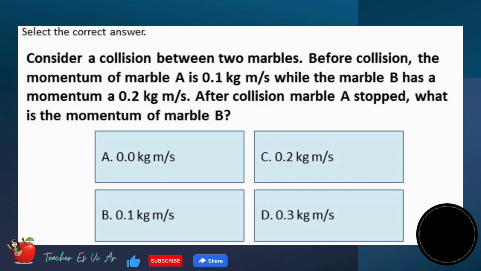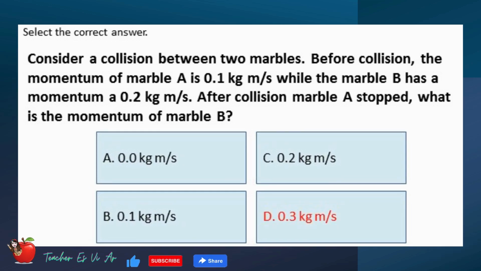A. 0 kilograms meter per seconds, B. 0.1 kilograms meter per seconds, C. 0.2 kilograms meter per seconds, D. 0.3 kilograms meter per seconds. The correct answer is D. 0.3 kilograms meter per seconds.